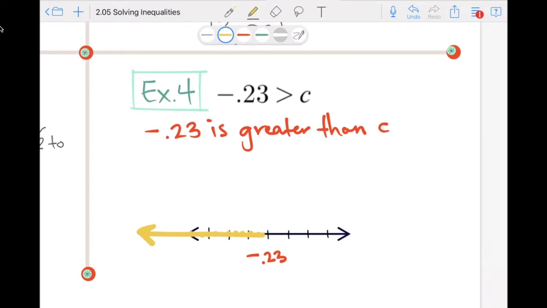Now, is c included? Notice we have just a greater than sign. It's not a greater than or equal to, so therefore we need an open dot, or an open circle. Now, for our interval, our lowest number is going to go on forever to negative infinity. We can't reach negative infinity, so it has to be a parenthesis. Then negative 0.23 is the largest number in our interval. It is not included as a part of the solution, so it also needs to be a parenthesis.